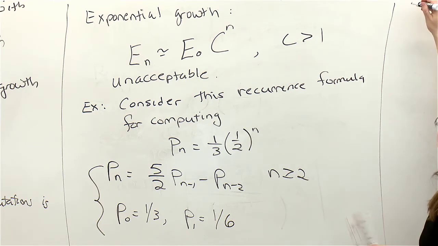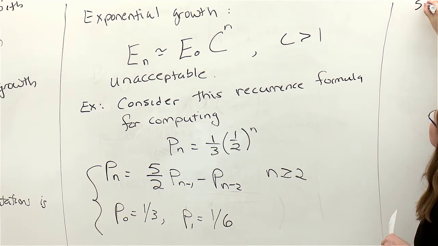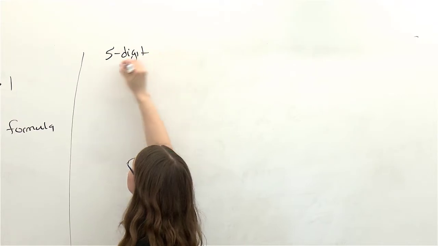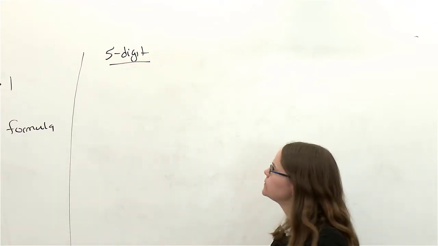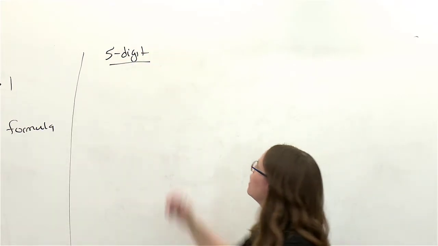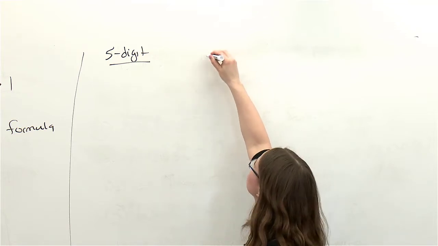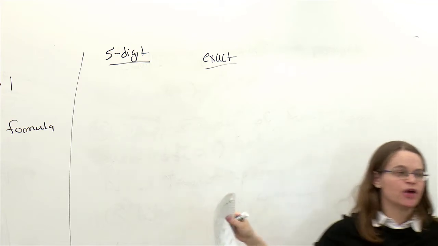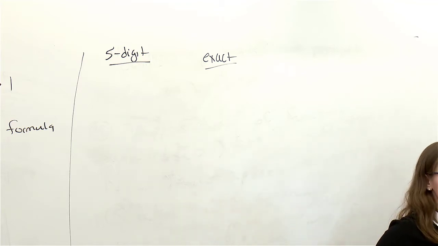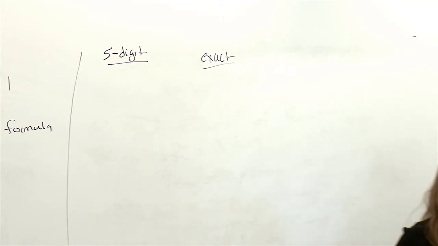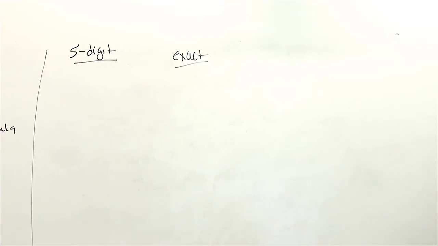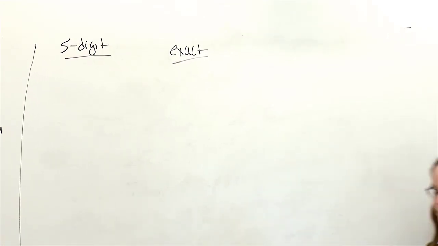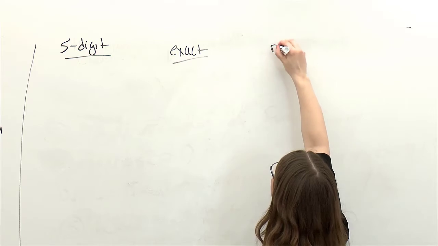So I'm going to have a table here. I'm going to have the results when I do 5-digit computations. I'm going to have the results where I do exact computations. So exact, and then once I've done the exact for however many steps, I round to 5 digits. At that point, I can be sure I actually have 5 digits accurate. Okay, and we're going to look at the relative error.